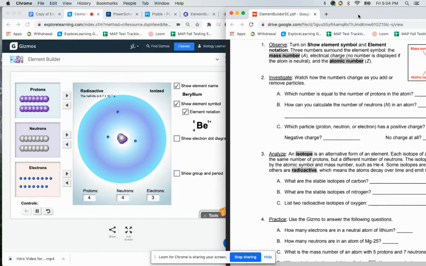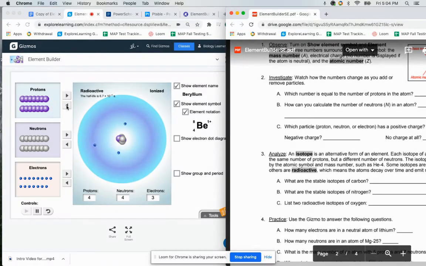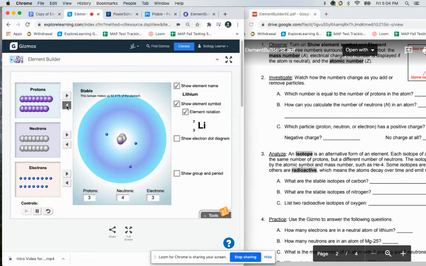So let's go back to lithium. Okay, so here's lithium, and lithium has 3 protons. Let's bring the electrons back down to 3. Now, if I have 4 neutrons, it's still lithium, and it's still stable. This isotope makes up 92% of the elements. So most lithium has 4 neutrons and 3 protons.